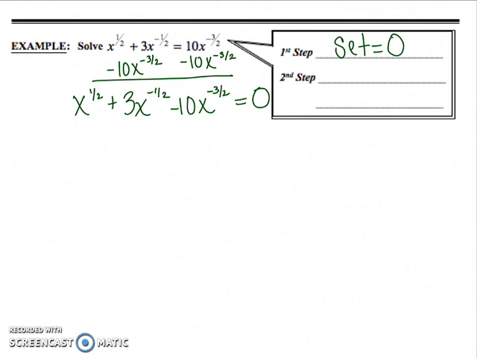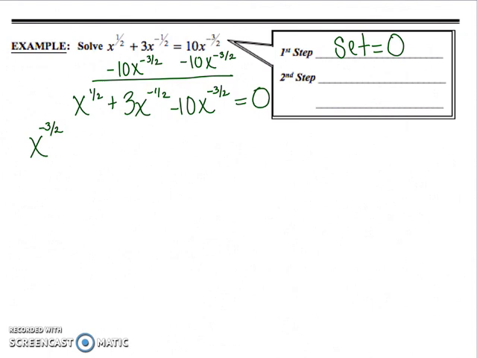Once again, this is a quadratic type equation, okay? And there's actually a GCF here that we could take out. We could factor out an x to the negative 3 halves power from all 3 of our terms. This admittedly is tricky, okay? Takes practice to notice these things.